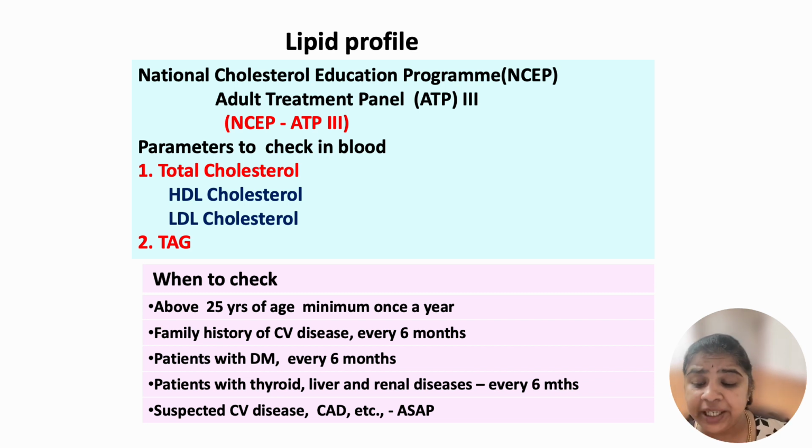Again, how often should we check the lipid profile? Above 25 years, it is better to check at least once a year, and if it is normal, then the frequency can be less. If it is abnormal, it is better to check more frequently. If there is a family history of cardiovascular disorders, then better to check once in 6 months. Diabetics, and those with nephrotic syndrome, renal diseases, thyroid disorders or liver disorders should all check once in 6 months. And if you suspect any cardiovascular disorder, do not wait; get a lipid profile done immediately.